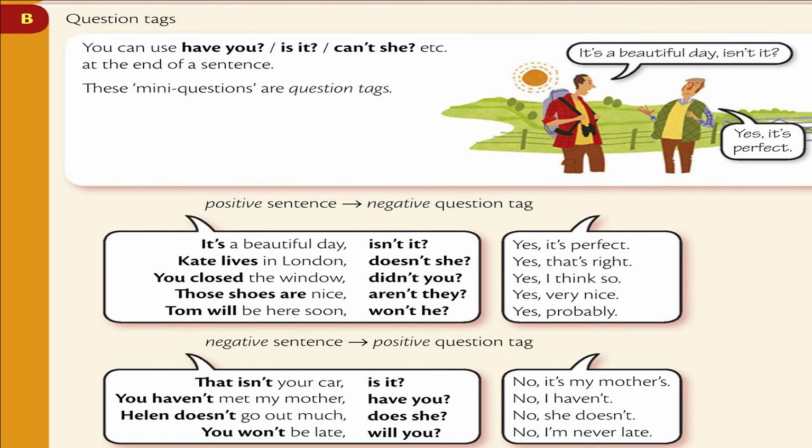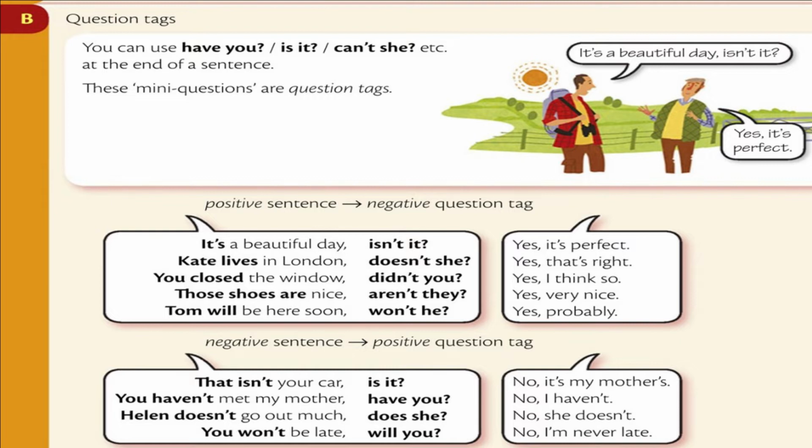Section B. Question tags. You can use have you, is it, can't she, etc. at the end of a sentence. These mini questions are question tags.